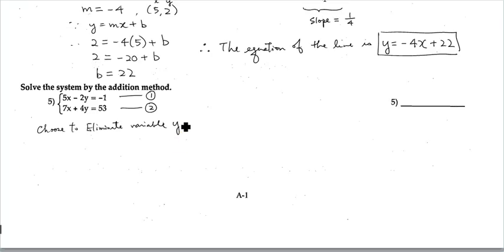So I am going to multiply the first equation by 2. So that would give me 10x minus 4y is equal to negative 2.